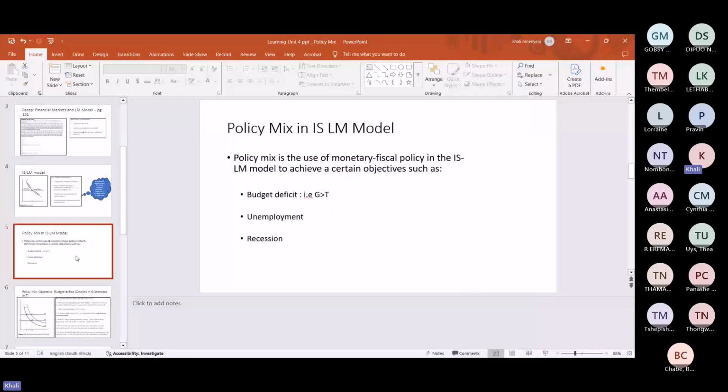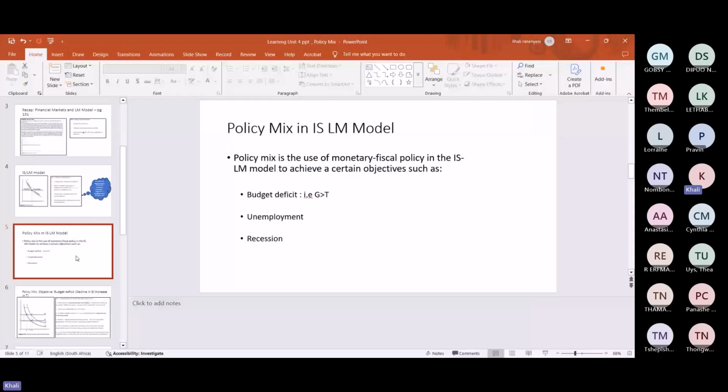Now we get into the discussion of today, which is the policy mix in the IS-LM model. By policy mix, we're talking about the use of monetary and fiscal policy in the IS-LM model to achieve certain objectives. Sometimes the government would want to reduce the budget deficit. Sometimes they want to reduce the unemployment rate. Sometimes there's a recession and they need to put in place policies to bring the economy out of the recession. So they employ a policy mix, which is the use of both monetary and fiscal policy.